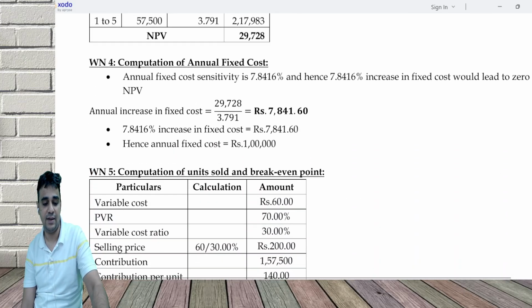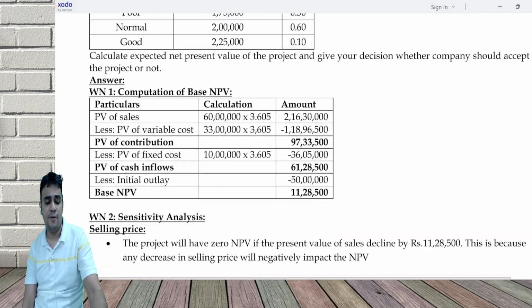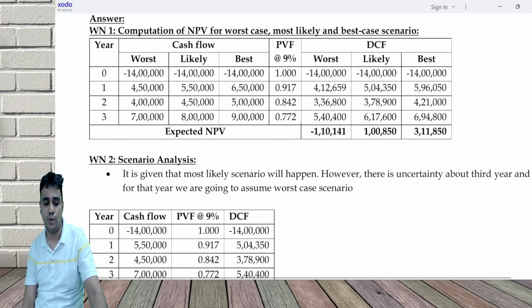In fact, here I think I would have done that only. Change by base is what is done. Annual increase in fixed cost divided by 3.791 percentage, 7841.6. Annual fixed cost is 1 lakh. Beyond that is formal. Question 56 you attempted, it's a good question.